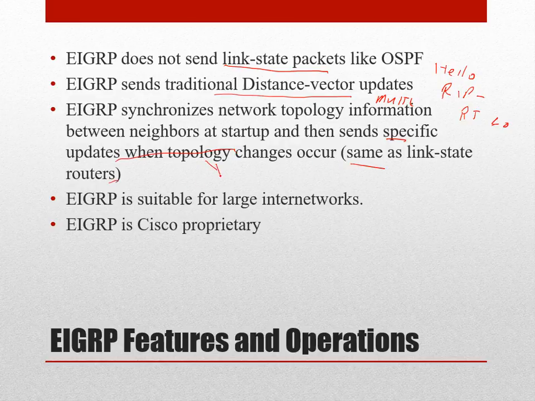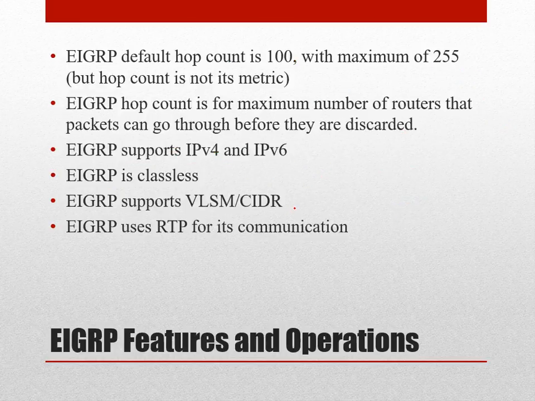So it only sends changes when they occur, and it's suitable for large internetworks. It is a proprietary protocol, I said that. It's going to have a route table and a topology table. The topology table, not a Tor table, is going to have all the backup routes, so that if one goes down, it simply looks in the topology table and brings that route in. There are going to be updates when the topology changes, which is when it sends the new information out.